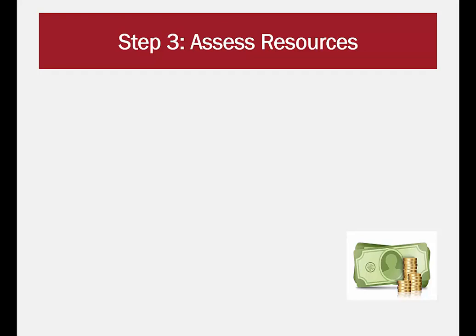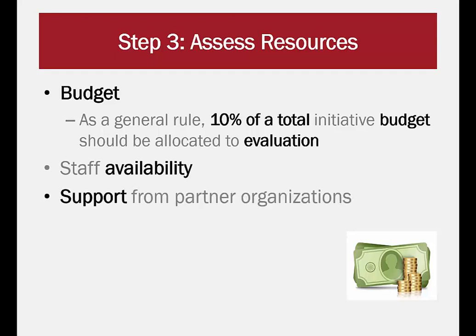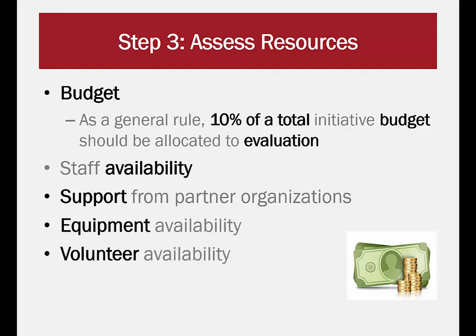Step 3. Assess resources. Do you have the funding available to implement your initiative? What does your budget look like? As a general rule, 10% of a total initiative budget should be allocated to evaluation. What is your personal capacity? Staff availability? Are you able to tap into the support of partner organizations? Does equipment need to be purchased? Do you have any volunteers available?